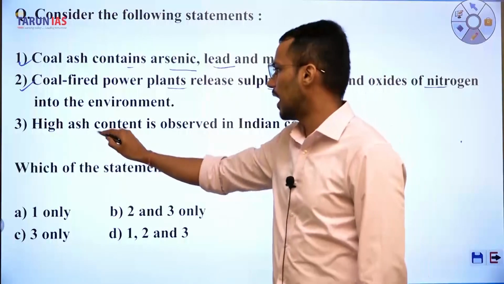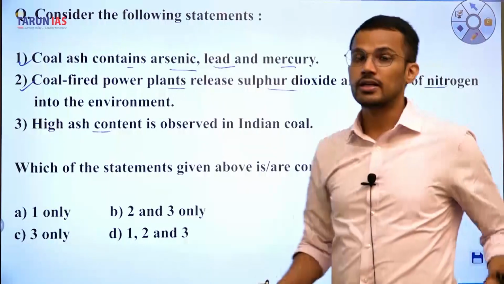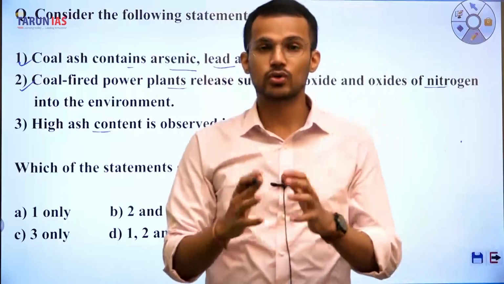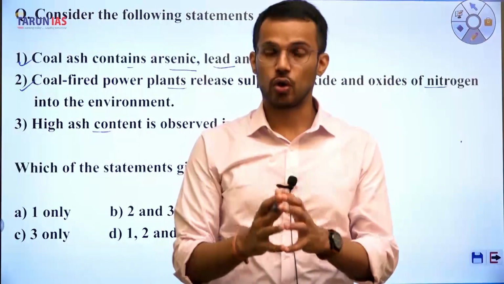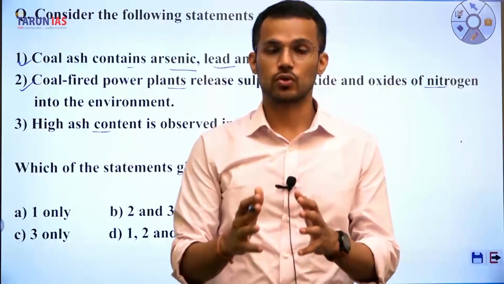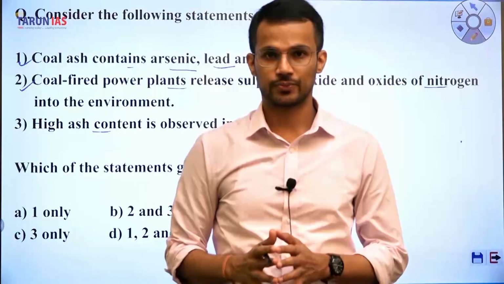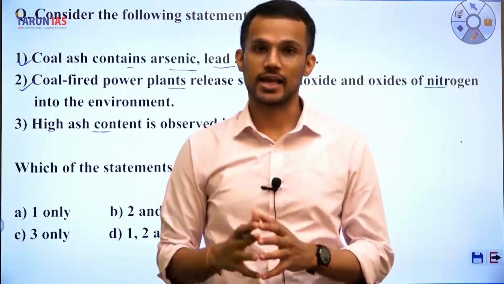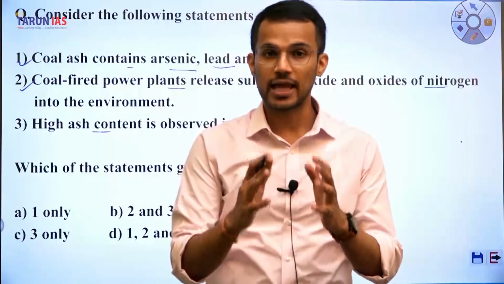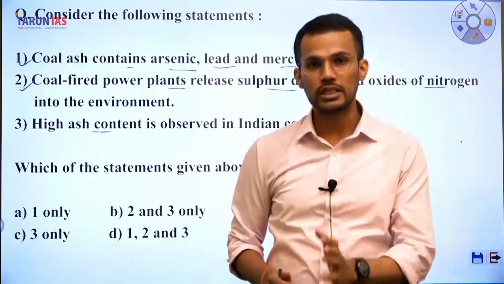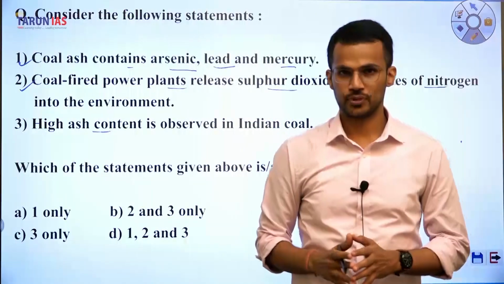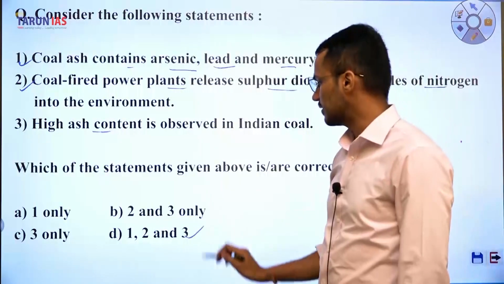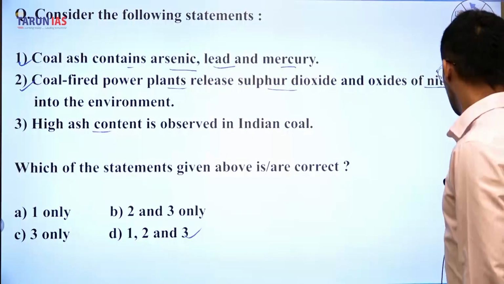Third statement: high ash content is observed in Indian coal. One of the problems with Indian coal is that it has a higher content of ash, and hence it produces more fly ash, and that is one of the lacunas with respect to the quality of coal in India, right? And that's why all three statements are correct, and hence the answer is D, 1, 2 and 3.